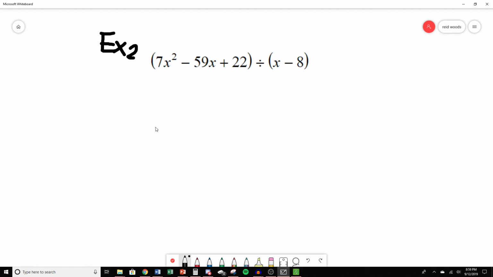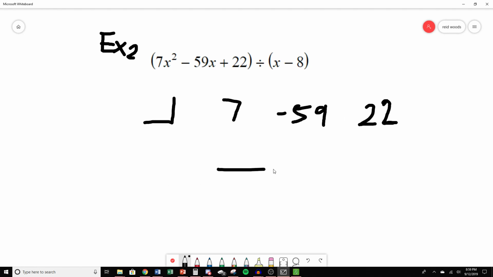And so we're going to go through the steps again. So the first step is to line up these coefficients. So 7, -59, and 22. Then we set up our synthetic division. We draw this little square here, draw a line straight across, put this little tick. This is where the remainder is going to go. What's going to go in this box? What goes in the box?